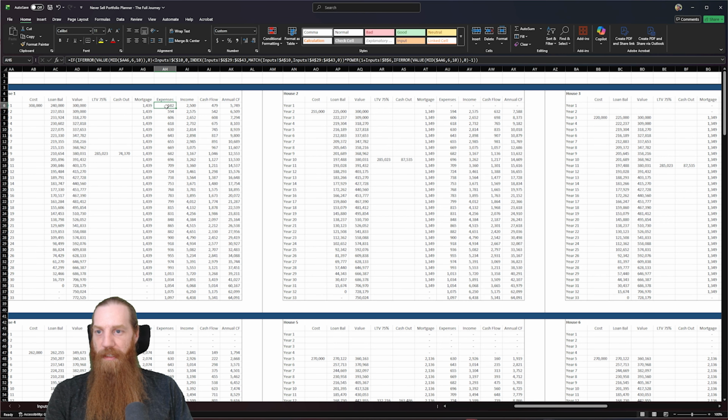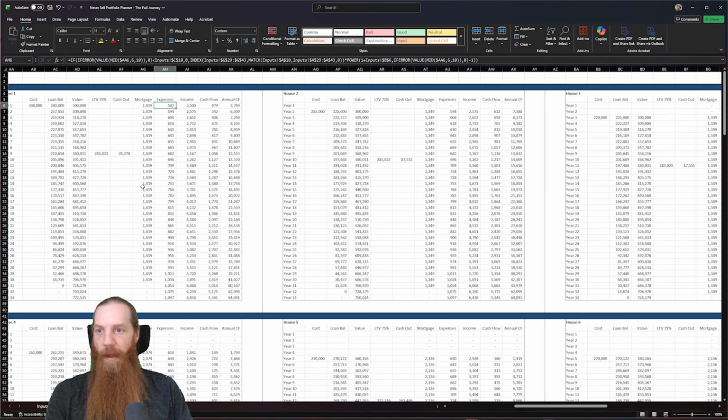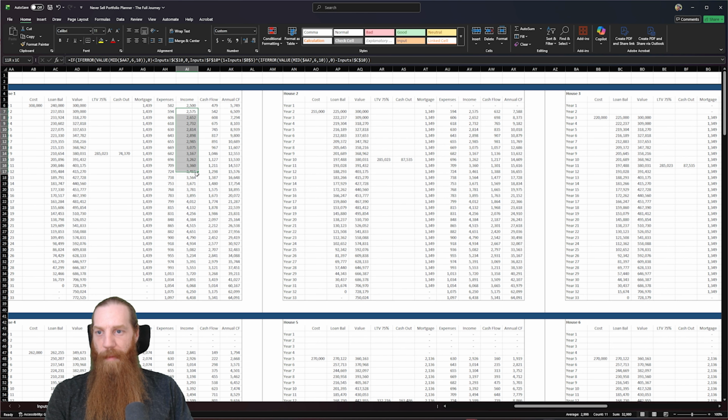So expenses, again, this is taking your year one expenses from your input table back here on the inputs tab. And then it's just growing those expenses by whatever the inflation rate that you put in the inputs page was, right? So in this case, it's increasing 2% per year. Our income, this is going to be what your rent is, the gross rent. In this case, gross rent started out at $2,500 a month. And then of course it's growing at the 3% rate after that, because we set 3% as our rent growth rate back here on the inputs tab.